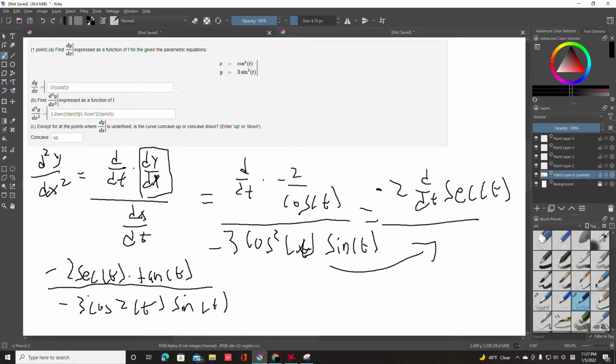We can simplify it, obviously. We know that secant is 1 over cosine, so this would become cosine cubed in the denominator. Tangent is just sine over cosine, so the sine will cancel out, and this could be a lot simpler, but Webwork takes this answer.